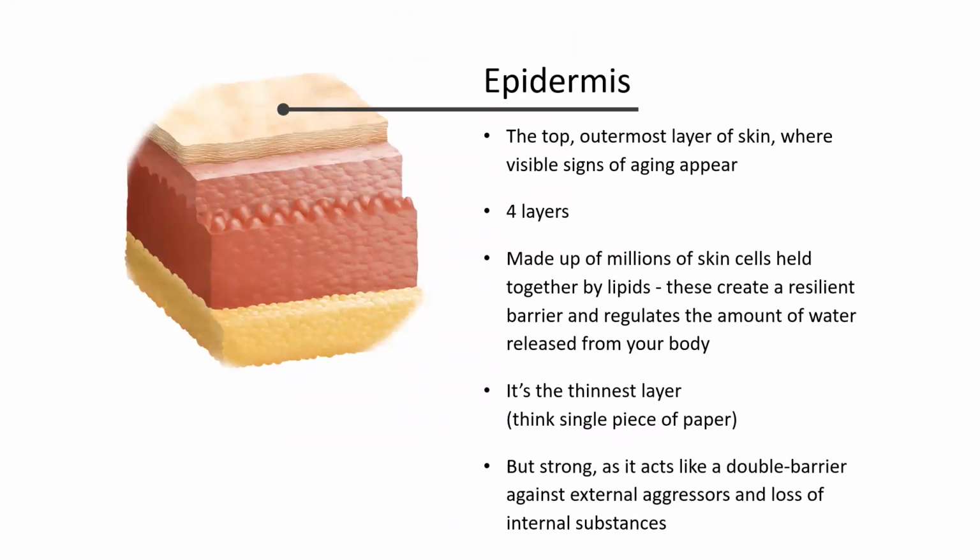First up, epidermis. The epidermis is the top most outer layer of your skin. This is where all of your visible signs of aging are going to appear. Your epidermis actually has 4 layers. Now, we're not going to go into all of those 4 layers, but I always think it's important to let you know there's multiple layers in your skin. The epidermis is also made up of millions of skin cells that are held together by lipids. That's a fancy word for fat. And these really create a resilient barrier, and it's also going to regulate the amount of water that is released from your body, otherwise known as sweat.